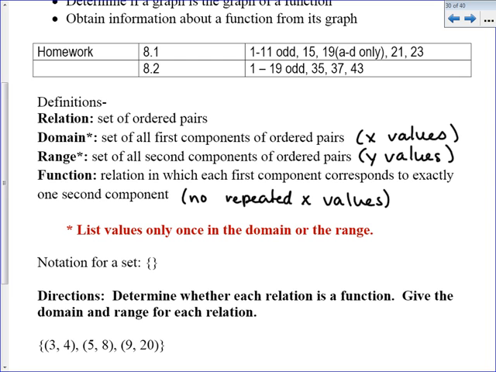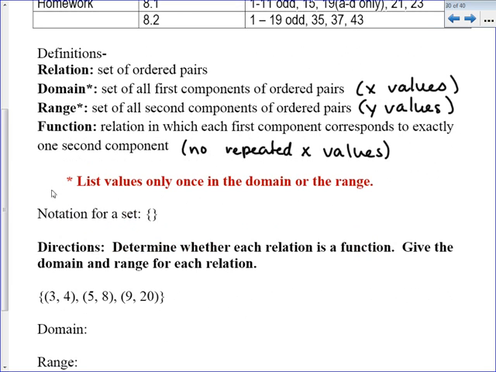So when we're looking to see if something's a function, we just want to make sure that whatever our set is doesn't have the same x value twice. And then, list values only once. So this is where I don't want to see a set like 2, 2, 2. You only say 2 once in a single set. And you'll see what I mean when we get down to our problems. But this is really important. I do take off for this. When you're writing a set, it should be ideally smallest to largest, and you don't ever put a single number in that set more than once. Once you've said that number's in the set, you don't need to tell me it's in the set again.